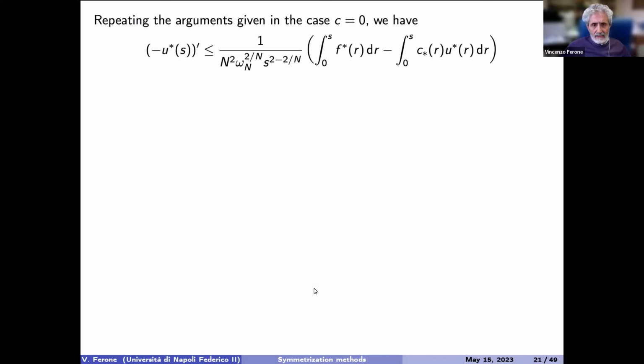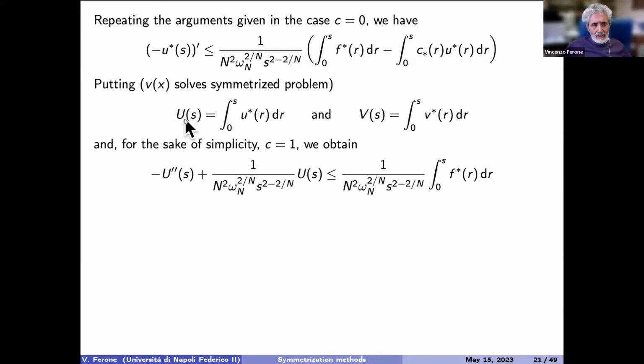And this comes from the fact that if I repeat the arguments for the case c equal to 0, I end up with an inequality of this type. If c is equal to 0, this part is not there. If there is a c, there is a term with the integral of c times u, but on the left-hand side. So I have to go down, and in order to go down, I have to rearrange c and u in opposite ways. So I end up with this.